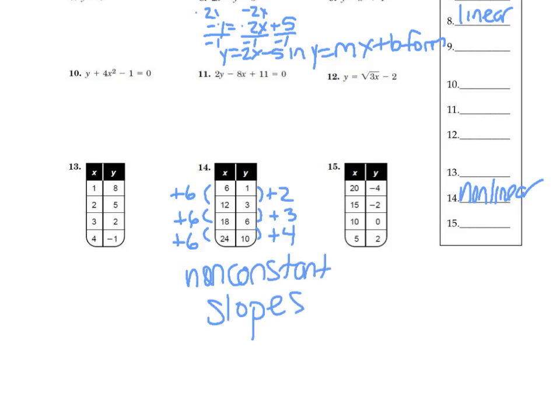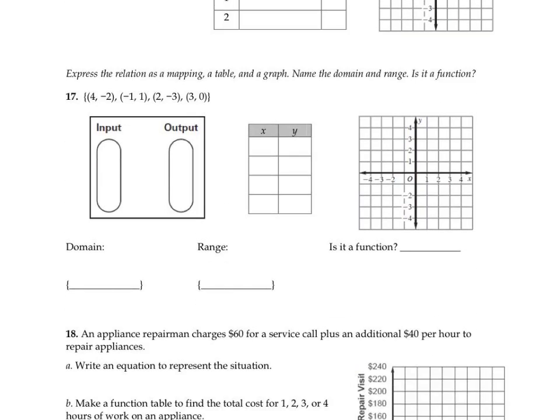Flipping over to the back, we're going to look at number 17. 17 tells us to express the relation as a mapping, a table, and a graph, and then name the domain and range and figure out if it's a function. So first we have to make our mapping diagram. To do that, we have to list our inputs and our outputs, and we're going to list those in order. Looking at our inputs, which is our x values, we have 4, -1, 2, and 3. So we would list these in order going down. So -1, 2, 3, 4.